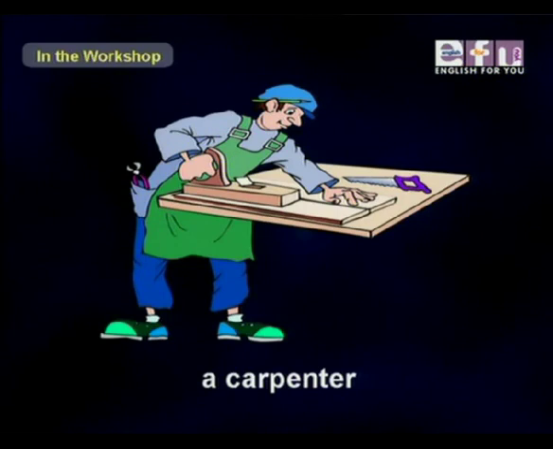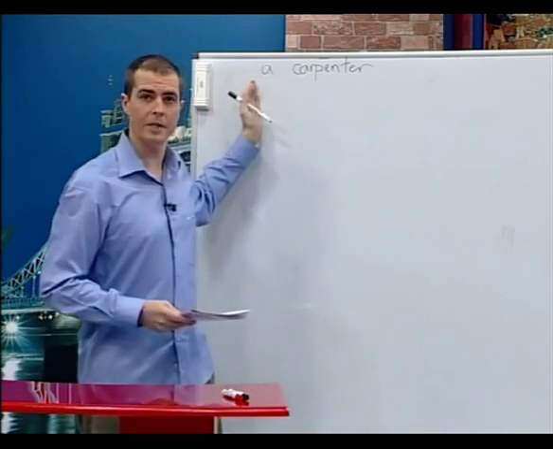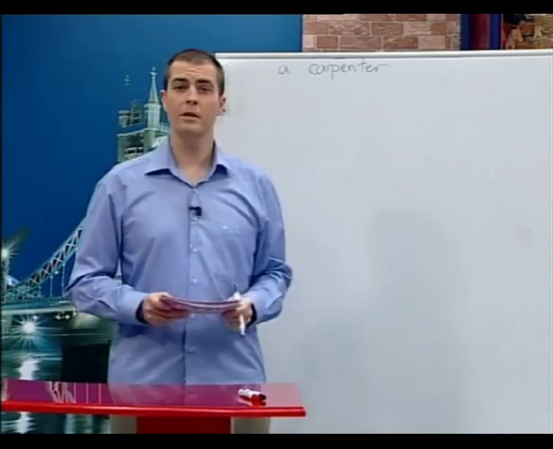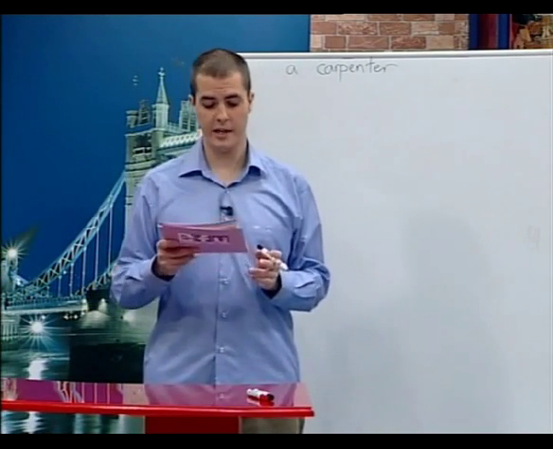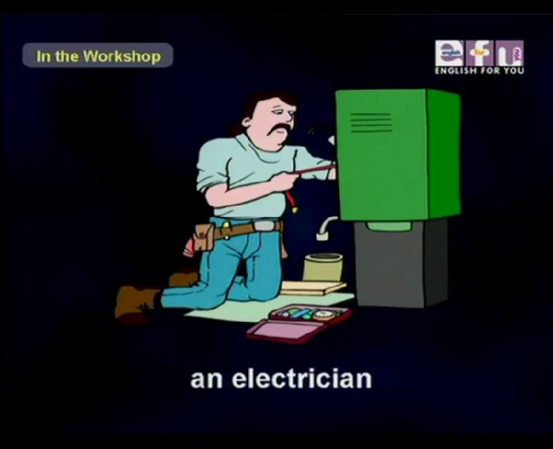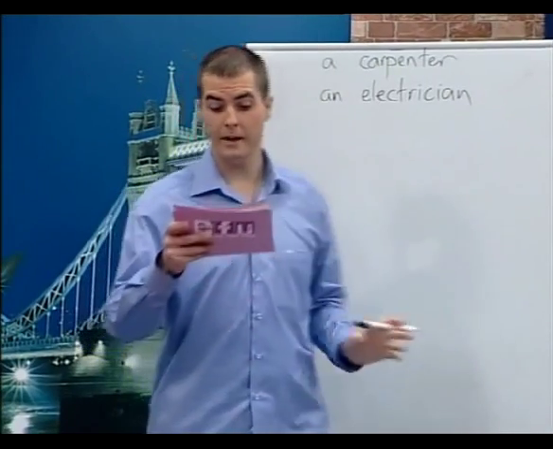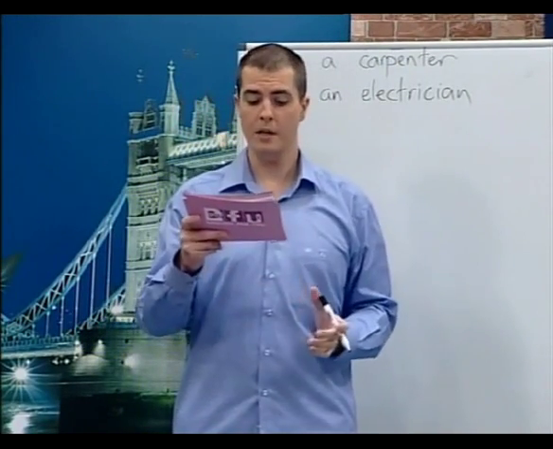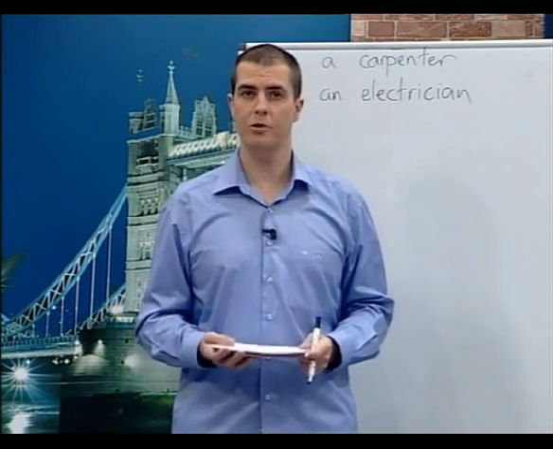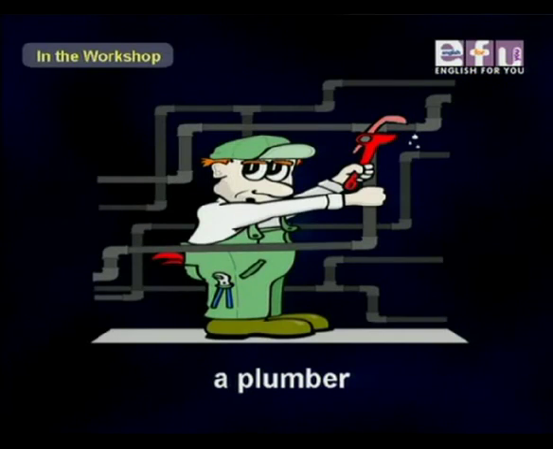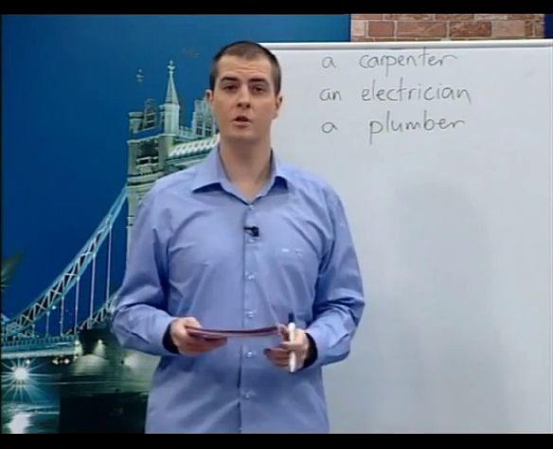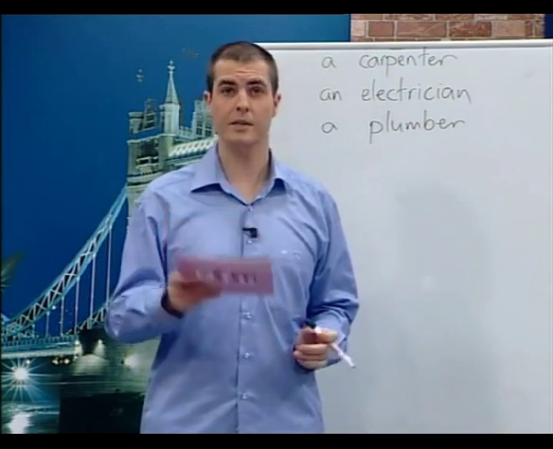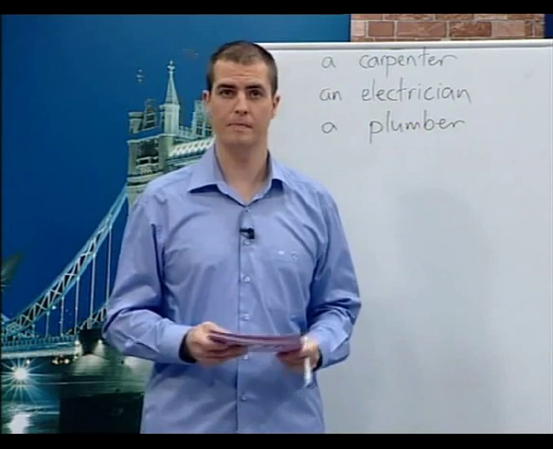A carpenter. A carpenter is someone whose job is making and repairing wooden objects such as desks, beds, and chairs. An electrician. An electrician is someone whose job is to deal with or repair electrical equipment. A plumber. A plumber is someone whose job is to install or fix sinks, baths, and water pipes.